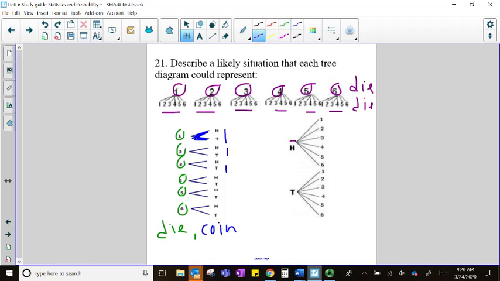Over here we have it started with heads or tails, so I'm going to say it started with a coin. And then it went 6 different ways. It had 6 outcomes, so I'm going to say a die. There's different things you could say here, but here's an example of one.